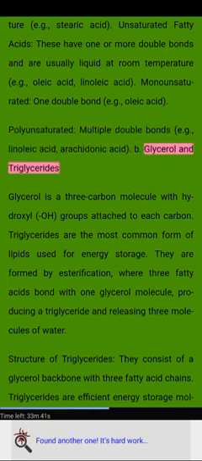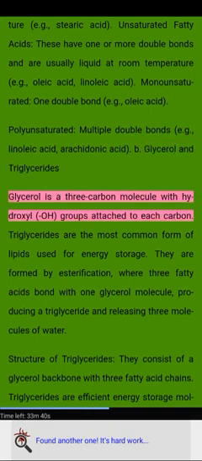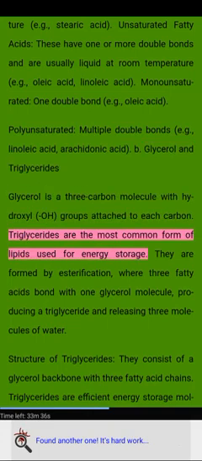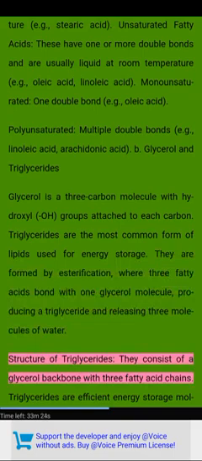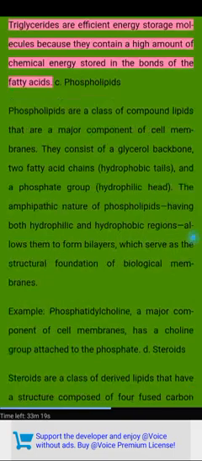B. Glycerol and triglycerides. Glycerol is a 3-carbon molecule with hydroxyl OH groups attached to each carbon. Triglycerides are the most common form of lipids used for energy storage. They are formed by esterification, where 3 fatty acids bond with one glycerol molecule, producing a triglyceride and releasing 3 molecules of water. Structure of triglycerides. They consist of a glycerol backbone with 3 fatty acid chains. Triglycerides are efficient energy storage molecules because they contain a high amount of chemical energy stored in the bonds of the fatty acids.